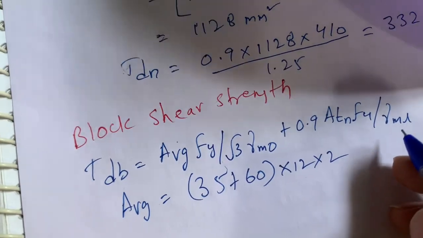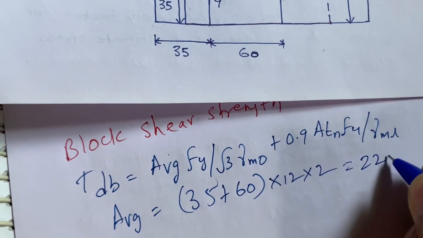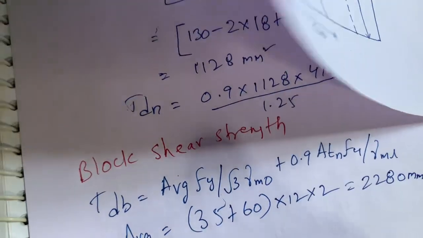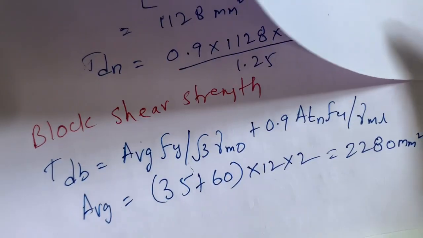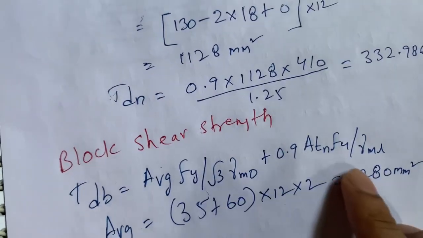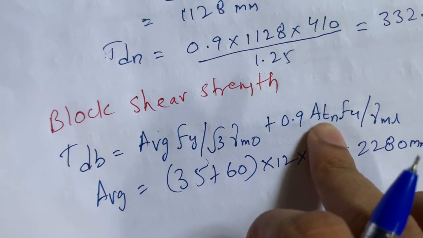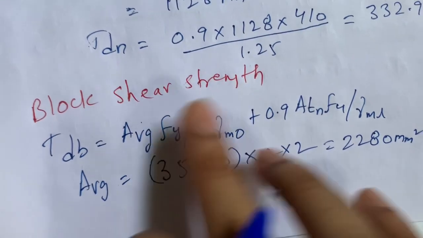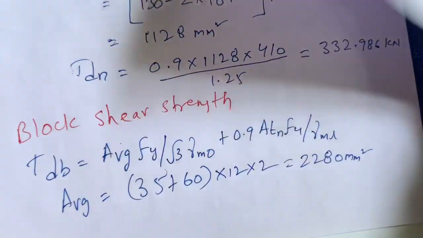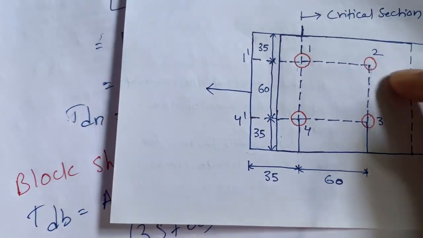After that I got the value, that is 2280 mm square. Okay, so this is AVG. So next I am going to calculate ATN. ATN means tension. First we calculated the shear, that is in force, shear going to happen in force direction. Okay, this I already told you, shear is in this direction and tension is in this direction. Now I am going to calculate tension.